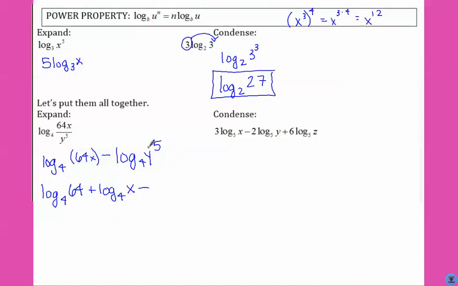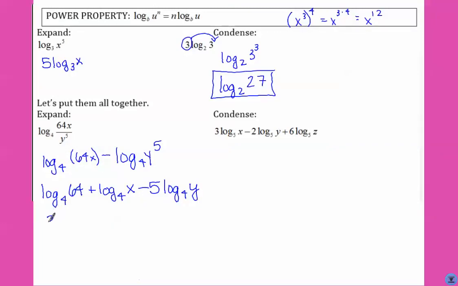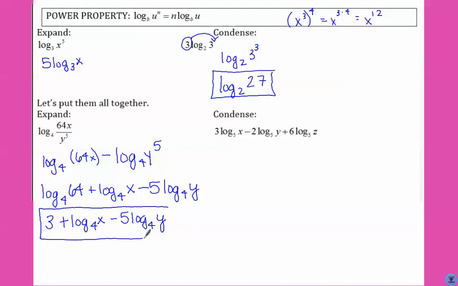Minus, and because this has an exponent, I'm going to bring it down in front and it becomes multiplication. Now I'm going to look and see if any of these pieces can be simplified anymore. Log base 4 of 64. Is that on my power sheet? Is 64 a power of 4? Yep, it's right here. So that's going to simplify to just 3. So I'll have 3 plus log base 4 of x minus 5 log base 4 of y. And that's as expanded as I can get.